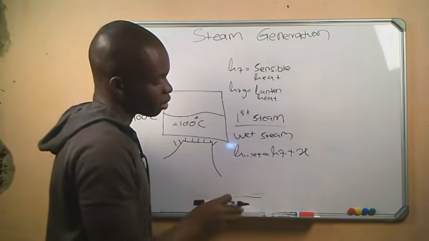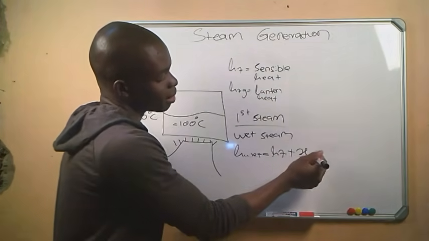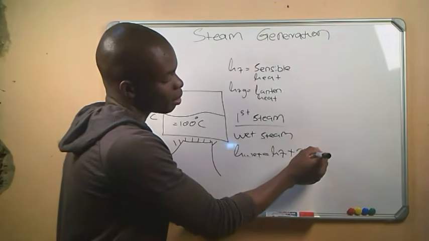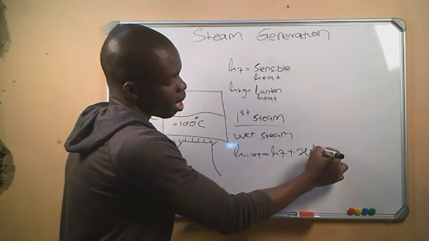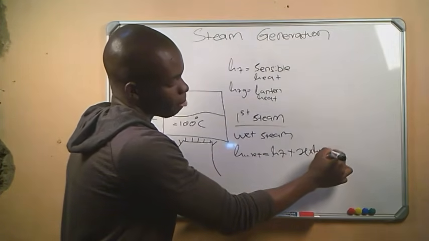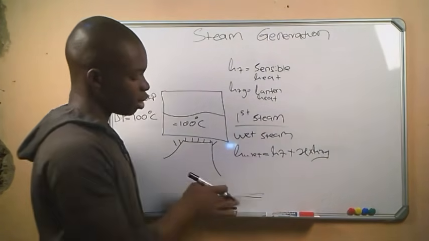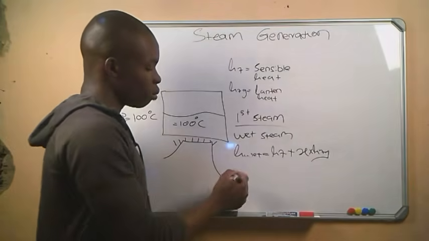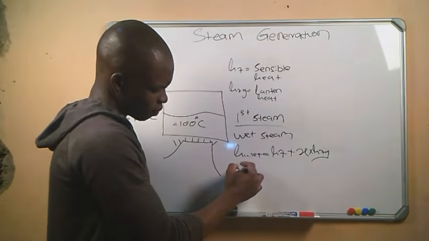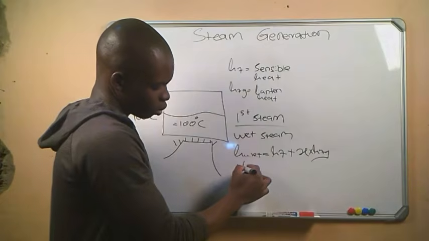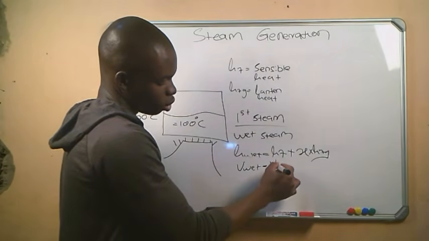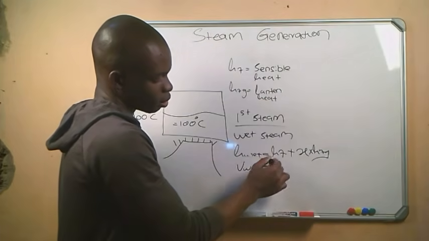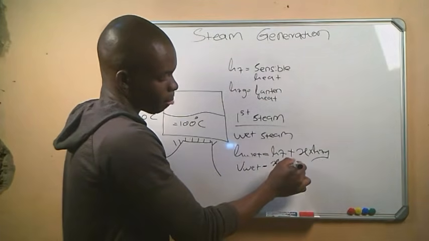And then our formula is given by H = Hf + X times Hfg. And if you want to find the volume for wet steam, our volume is called V wet. It is equal to X Vg.